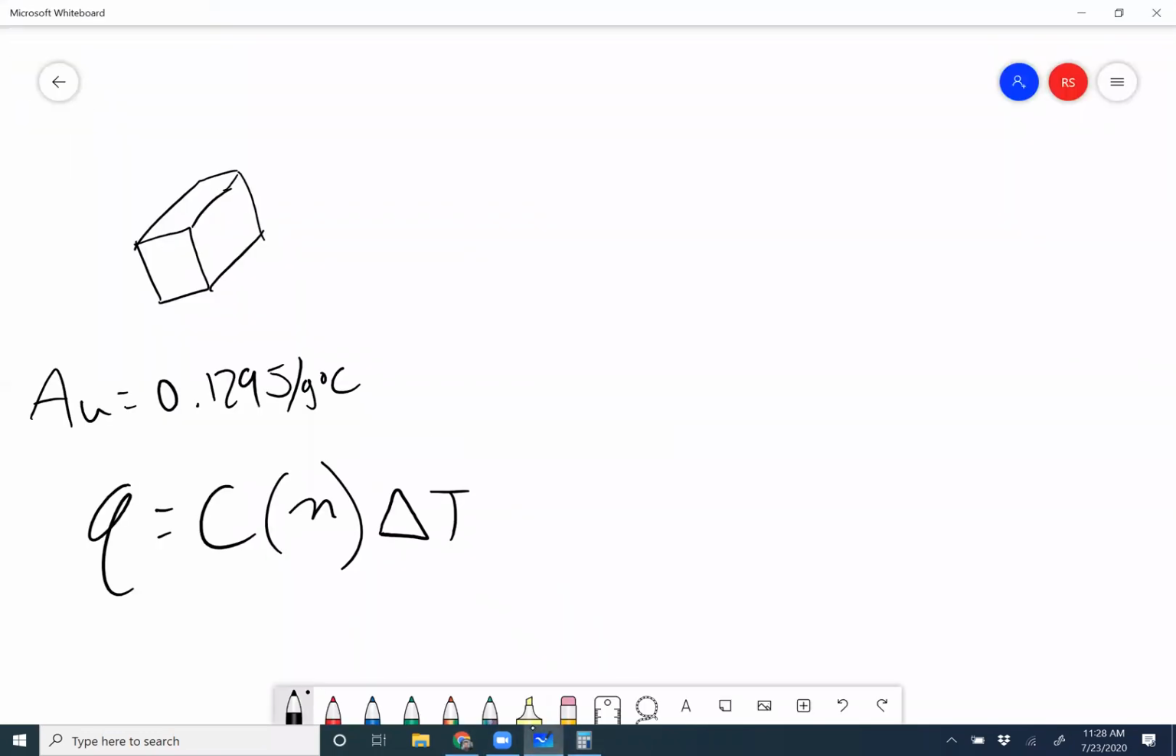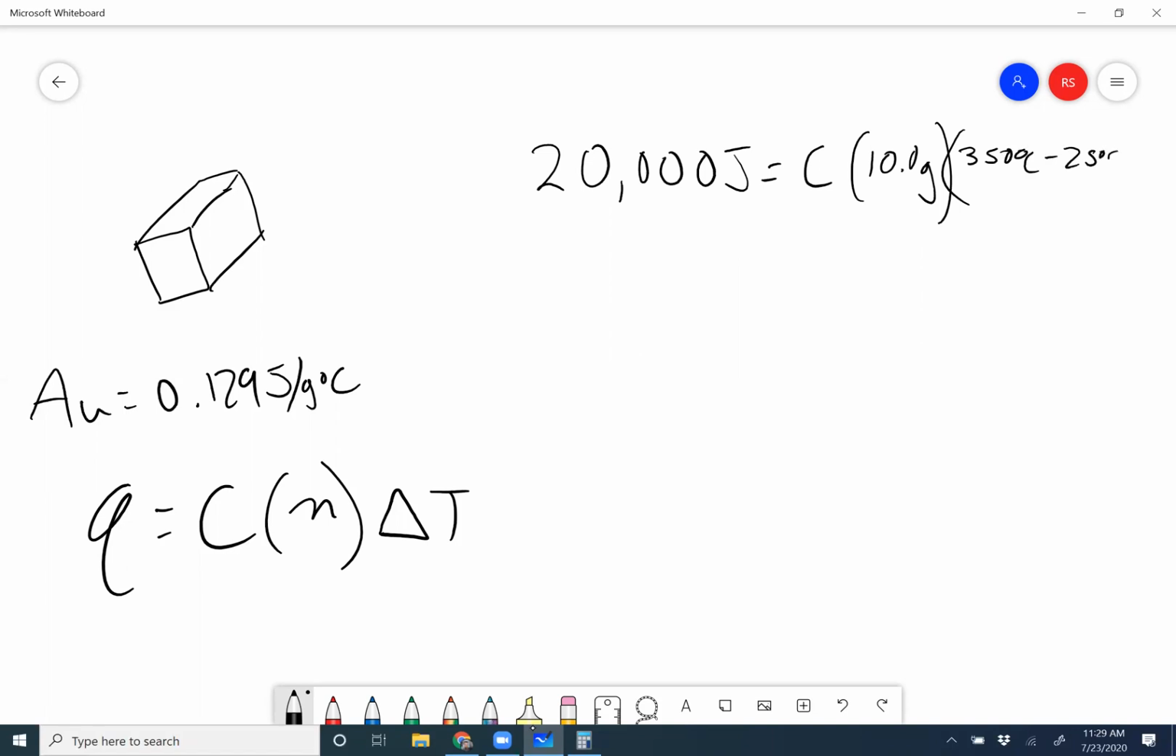Okay. And so what we want to do is we're going to heat this thing up, because we're going to say, okay, say we added 20,000 joules to this. And we want to know what the specific heat of this metal is. And say the metal is pretty small, it's about 10 grams. And when we added 20,000 joules, the piece of gold went from room temperature up to about 350 degrees. So room temperature is 25.